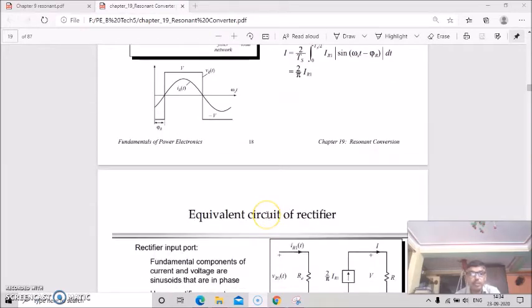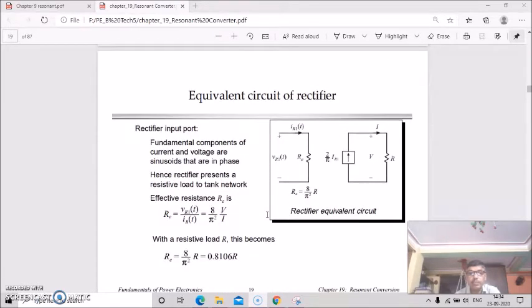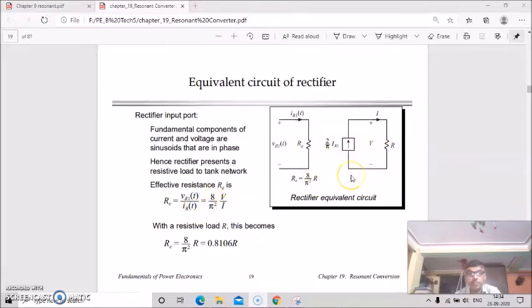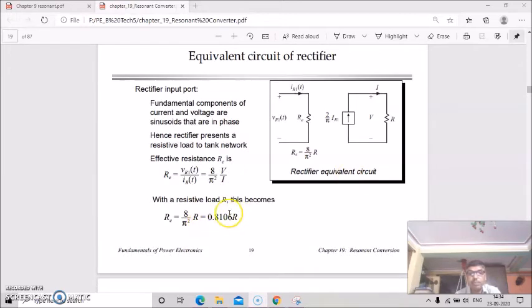Now the equivalent circuit of the rectifier. At the rectifier input port, the fundamental components of current and voltage are sinusoids that are in phase, hence the rectifier presents a resistive load to the tank network. The effective resistance is Re = vR1(t)/iR(t), that is 8/π² times V/I. So this is the rectifier equivalent circuit. With the resistive load R, the effective resistance value will be 8/π² times R, that is 0.8106 R.